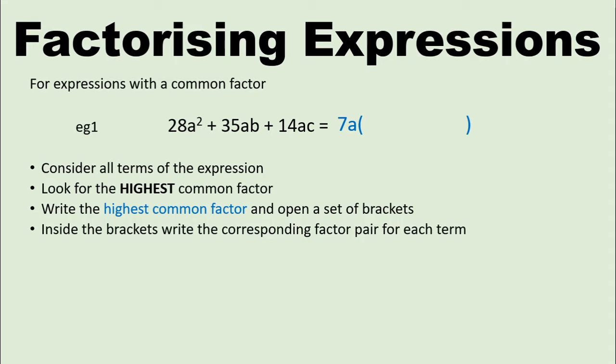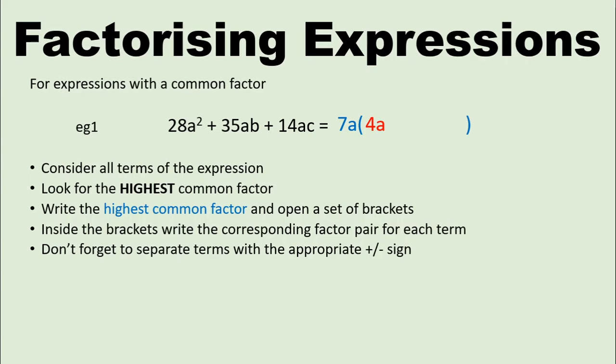Remember, we do number by number, 28 divided by 7, which is 4. And letter by letter, a squared divided by a will cancel one of those a's, leaving me with 4a inside the brackets. On to the next term. It's a positive term, and we're dividing it by positive 7a. So we're going to start by saying this is a positive term inside the brackets. 35 divided by 7 is positive 5, and AB divided by A will cancel out that A, so that'll be 5B. Don't forget the plus sign. It's positive 5B, so plus 5B. That way I can clearly see these are 2 separate terms.